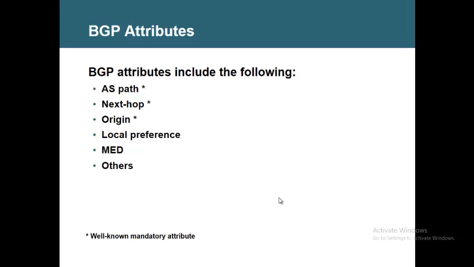Any update that is coming without one of these first three will be invalid. Routers will not accept it. This shows that it is a mandatory one. All the mandatory attributes are well known.